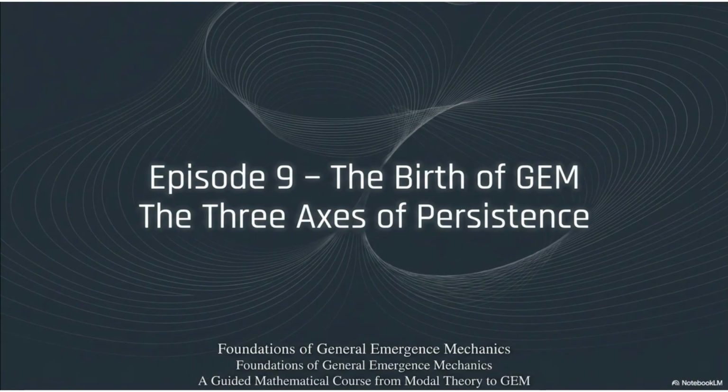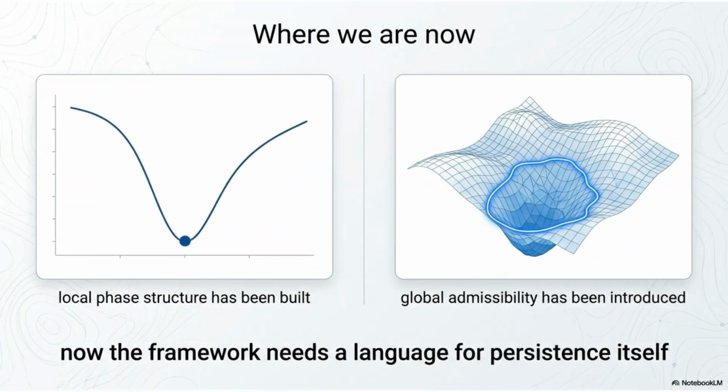Welcome to Episode 9, focusing on the birth of general emergence mechanics, or GEEM, and the three axes of persistence. We have established the local phase structure and introduced global admissibility. Now, the framework requires a language to describe persistence itself.